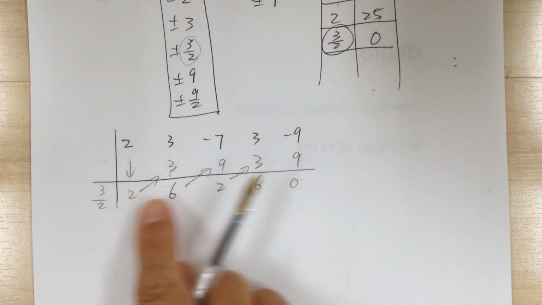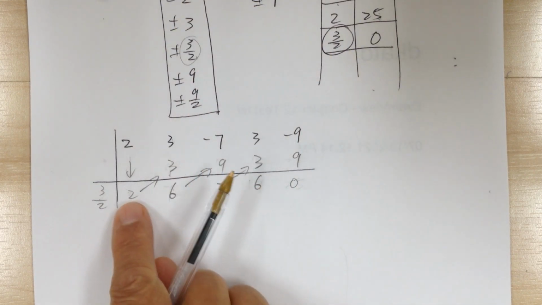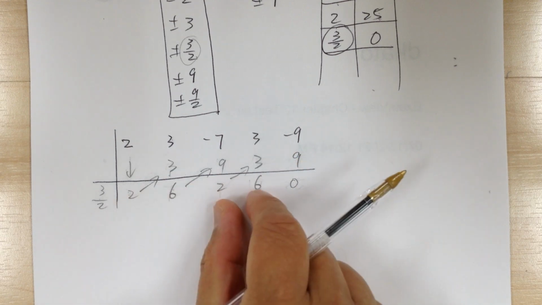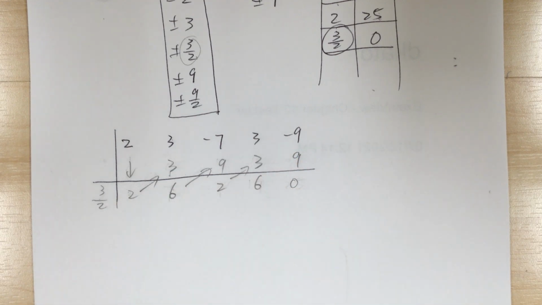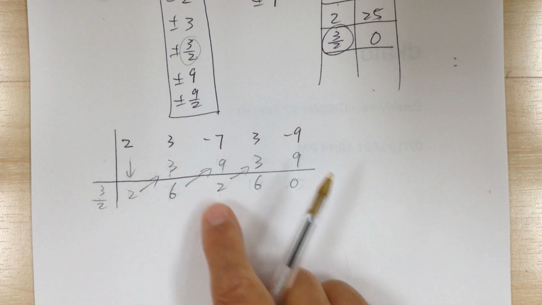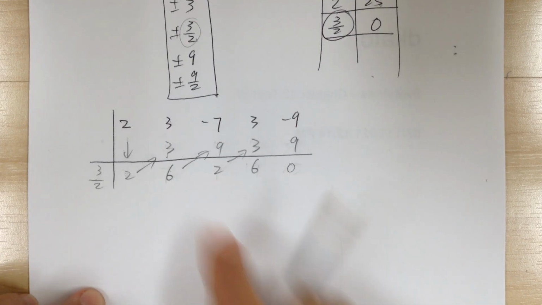But notice you got 2, 6, 2, 6, right? When you have a pattern repeated, when you have the same ratio like that, that means this is factorable. So what you want to do is put this as an equation and do the factoring. Okay.